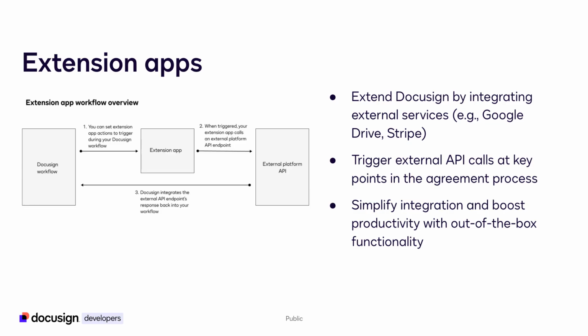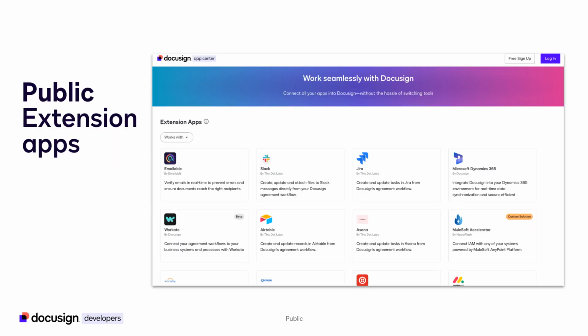in the agreement process. Until now, Docusign only supported public extension apps, which allow customers to connect to external systems such as Salesforce, SAP, HubSpot, Workday, and more, directly from within Docusign. However, many organizations also need to integrate their internal systems such as ERPs, internal CRMs, or proprietary applications, and trigger API calls to these systems from their agreement processes.